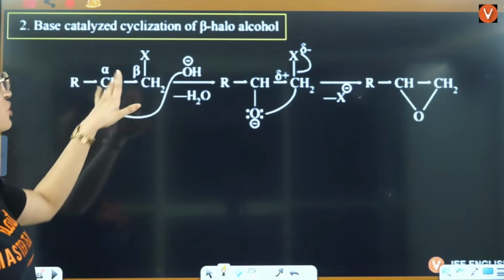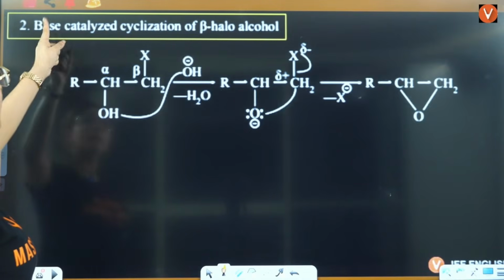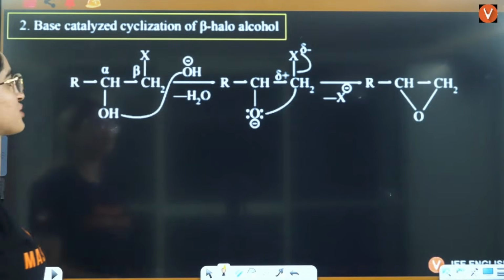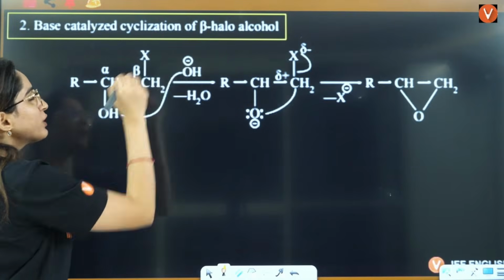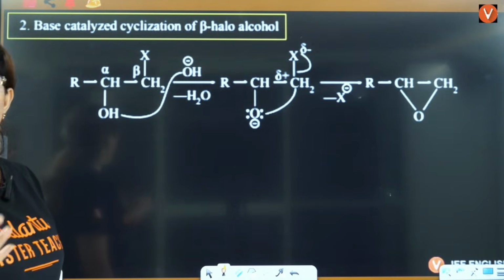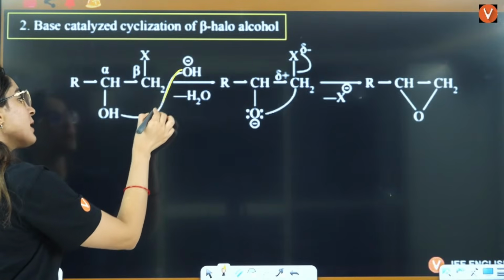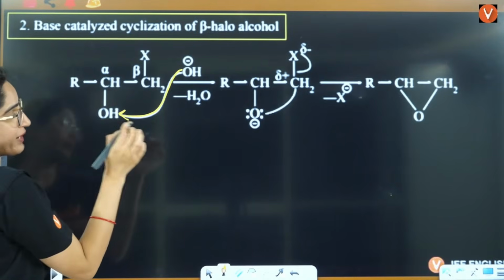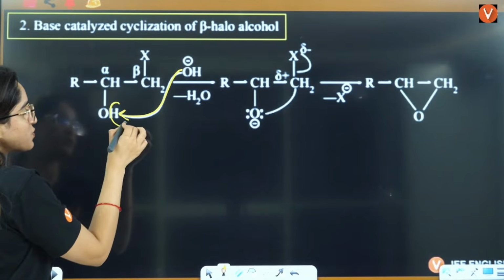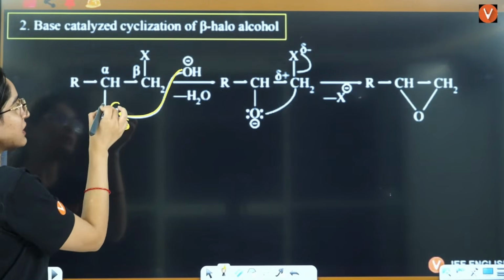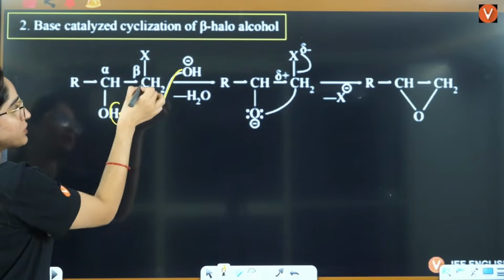On the alpha position you have alcohol, and what you are doing? Base catalyzed cyclization. So base is there. We know what is the work of a base? Base wants to abstract the proton, right? So base will abstract this proton, which is quite acidic because of the alcohol. So this will leave and here this will be bonded to this thing, right?